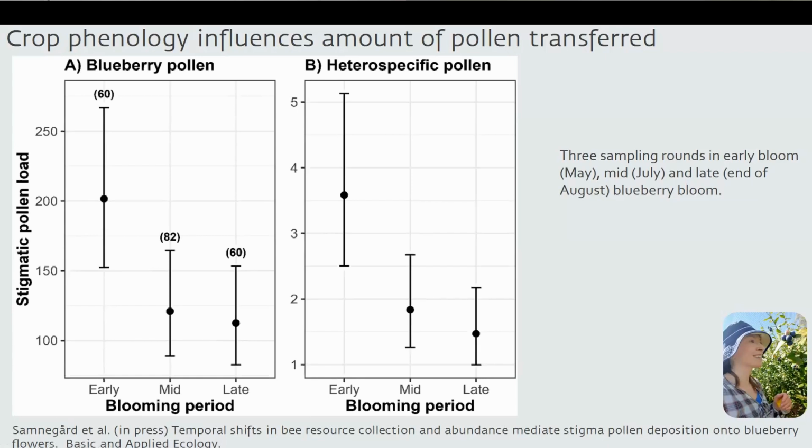So both in almond and this particular type of high bush blueberry, they're grown over the winter. So early is May bloom, whereas mid and late is July and August, which is when it tends to get too cold for the bees. So they tend to collect less and some of them are less active in the system.